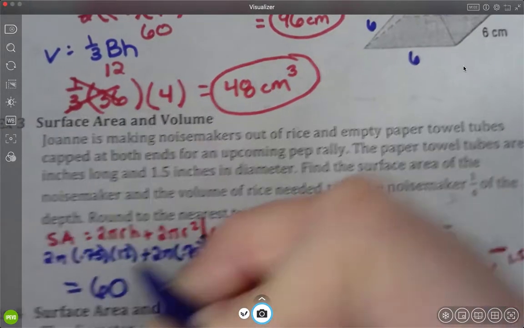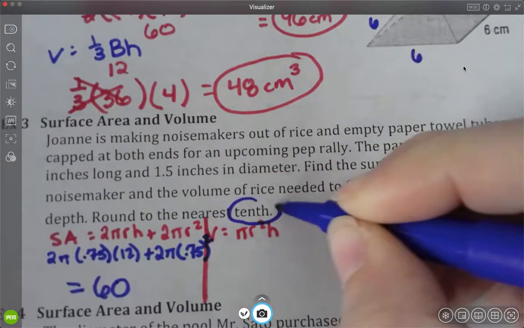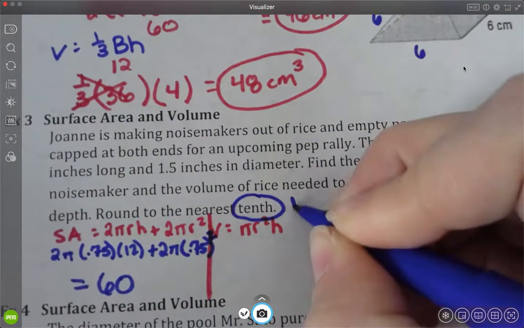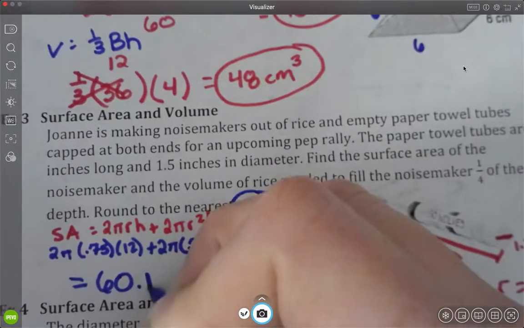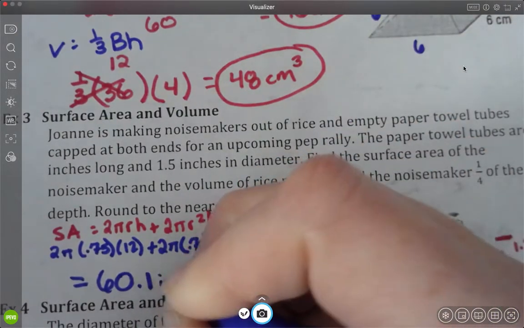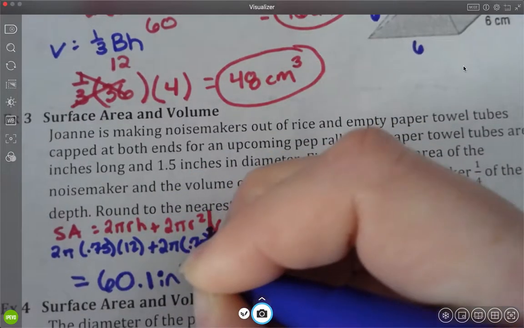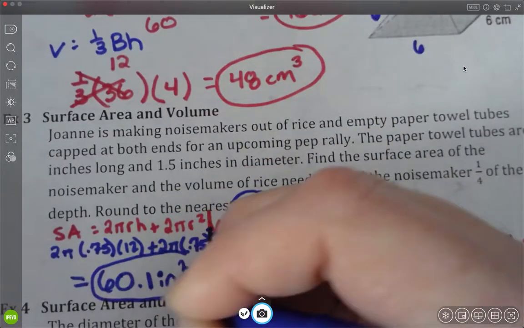$60.08. Okay, now they want it to the nearest tenth. How many decimals is to the nearest tenth? Nearest tenth is 1 decimal. Okay, so 60.1. And that is labeled in inches. We're finding surface area, so inches squared. Inches squared, that's 60.1.